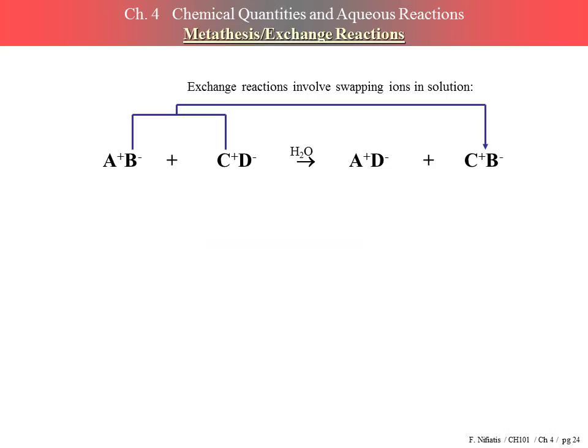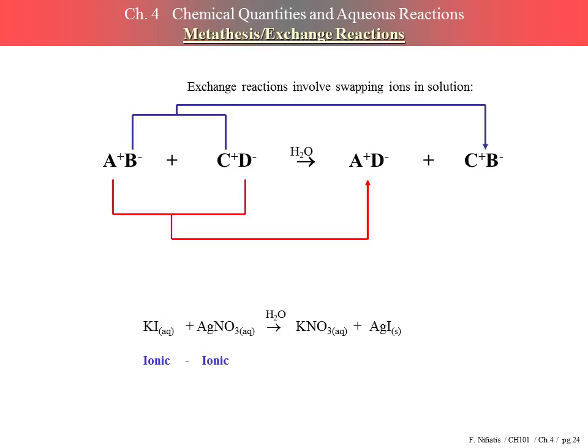In order to write the second compound, we pair the cation from the second compound and the anion from the first compound. Basically what we are doing here is we swap partners, the cation from one with the anion from the other and the other way around. Let's see an example. Here we have potassium iodide and silver nitrate. In order to write the products, I take the potassium from here and the nitrate from here. In order to write the other compound, I take the silver from here and the iodide from here.